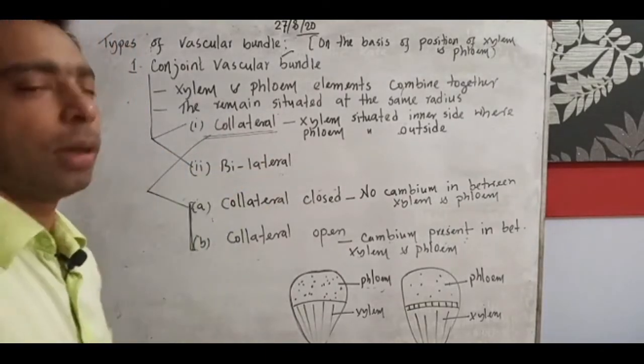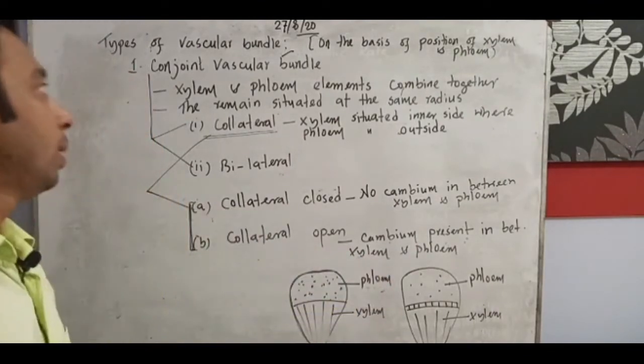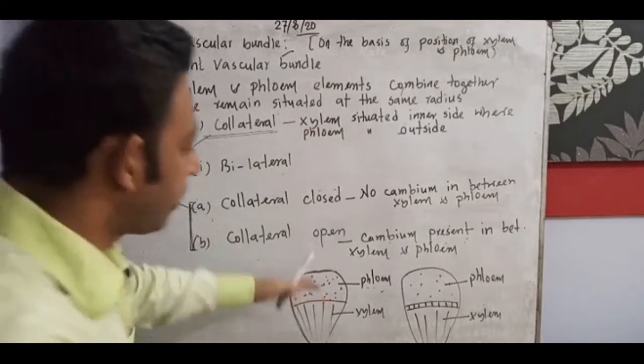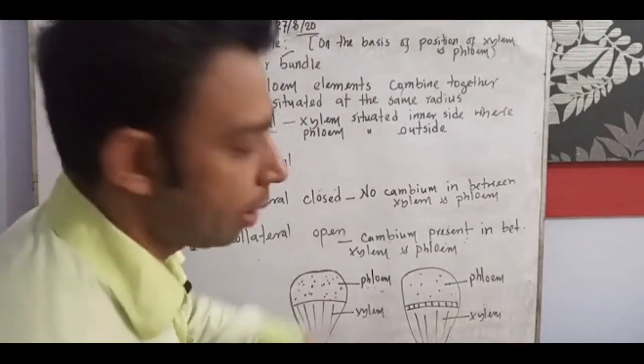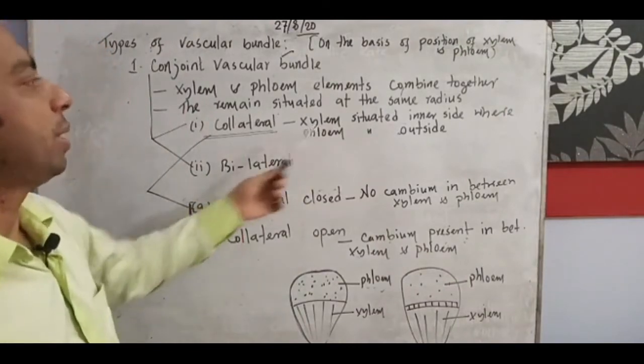So look at here, the conjoined vascular bundle. Now we will try to understand. Suppose this is a vascular bundle with xylem and phloem. Xylem and phloem elements are combined together. We have seen that the xylem and phloem elements are combined together, so it is the conjoined vascular bundle. They remain situated at the same radius.